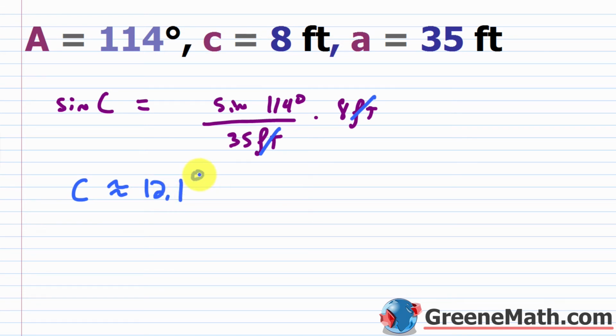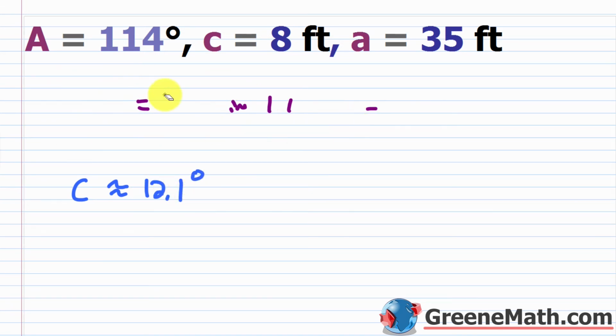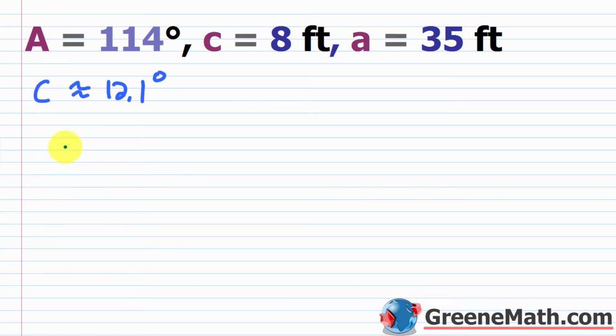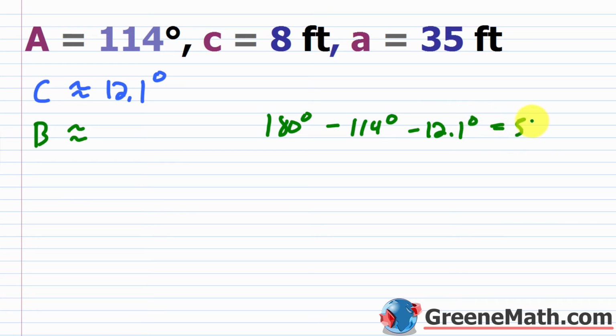Okay, so let's erase this. All right, so now let's go ahead and find my B. So this is approximately what? Well, I'm just going to do 180 degrees minus 114 degrees minus 12.1 degrees. And this is going to be equal to about 53.9 degrees. So we'll say this is approximately 53.9 degrees. Okay, so we have that.